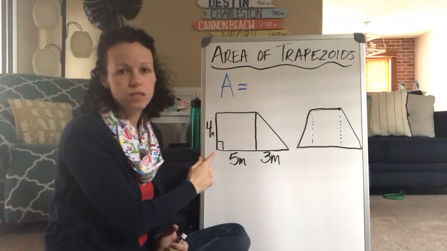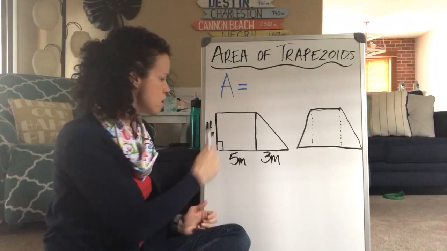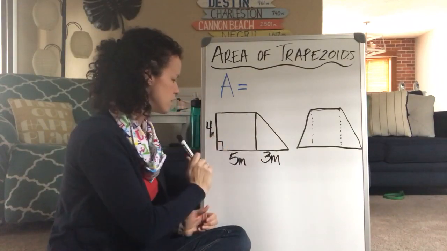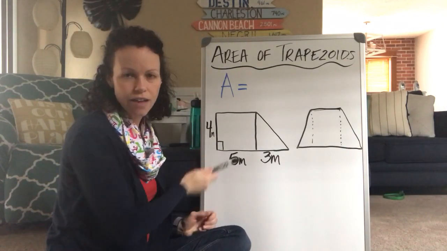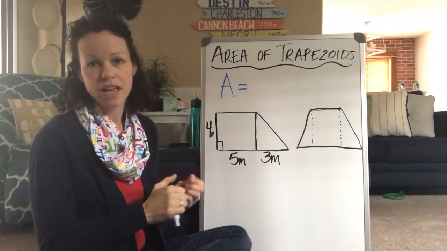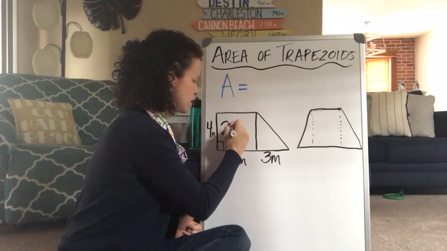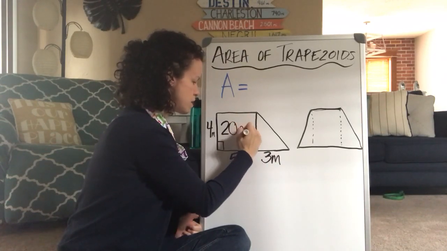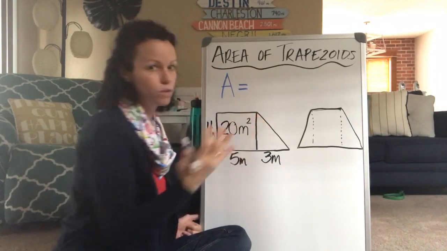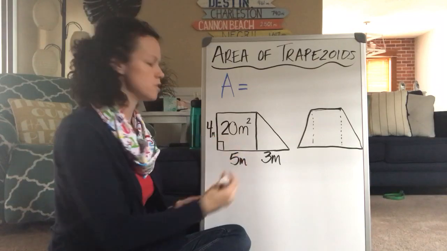For example, on this right trapezoid, I have a rectangle here. It's 4 by 5, so the area of that rectangle, 4 times 5, would be 20. And this says meters, so it's 20 meters, and area is always squared because we did meters times meters.